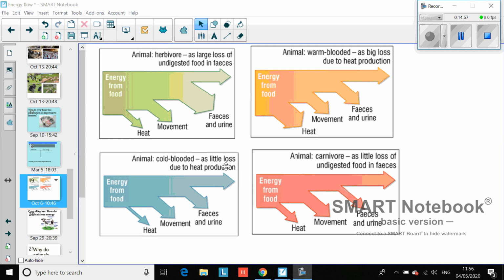So copy each of these four arrows up, paying close attention to the width of the arrows, and then I'm going to talk you through each one. Oh, and try and leave a little bit of space so you can label them.